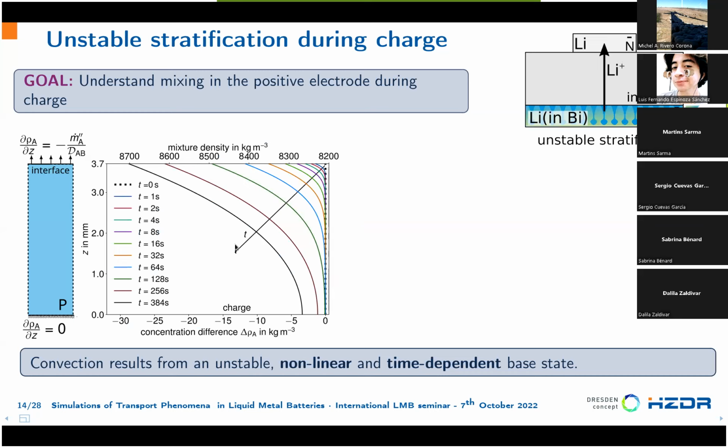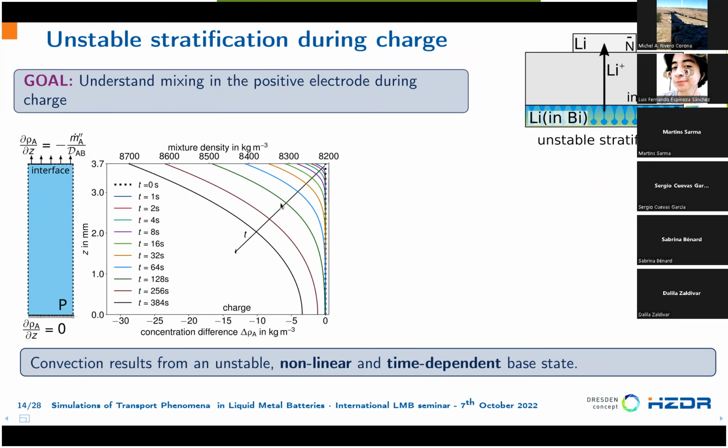profiles. These profiles are still in pure diffusion, as the one that we saw for the discharge. And here we see that on top we have a heavier fluid, so the density on the top is larger than in the bulk. And this results at some point in convection. And so convection starts from a non-linear and time-dependent base state. So it's not like the classical Rayleigh-Benard convection, in which we have a straight line from the top to the bottom, but these profiles are really non-linear.